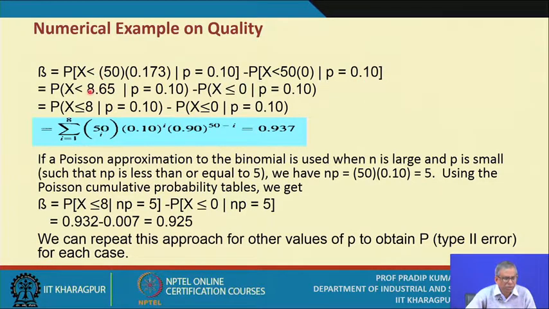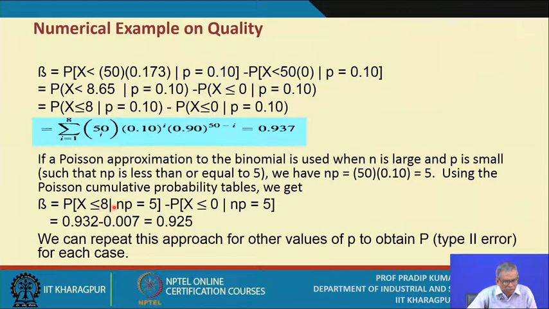You compute this, you follow these steps, assuming that the proportion non-conforming is binomial. So, this is the expression. That means the probability you calculate as 0.937. You just follow these steps, and many a time you go for the Poisson approximation for the binomial.